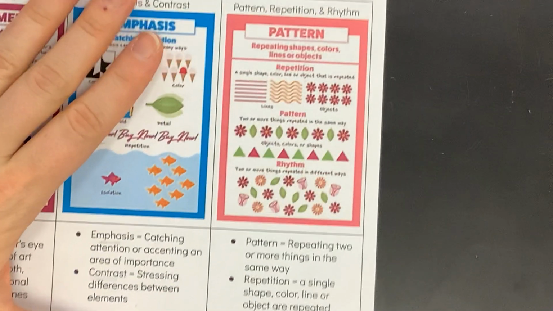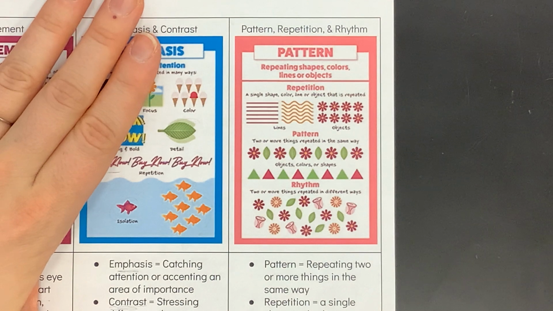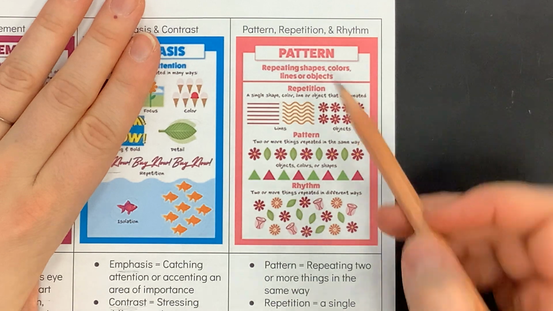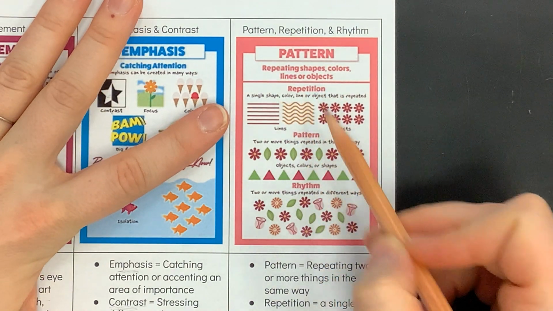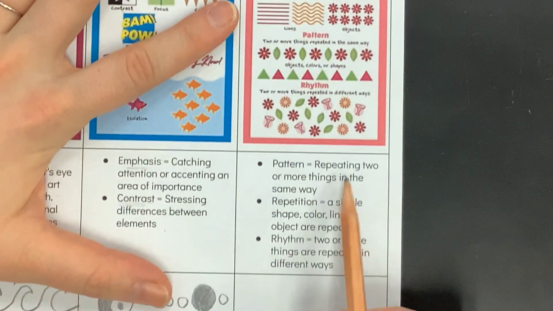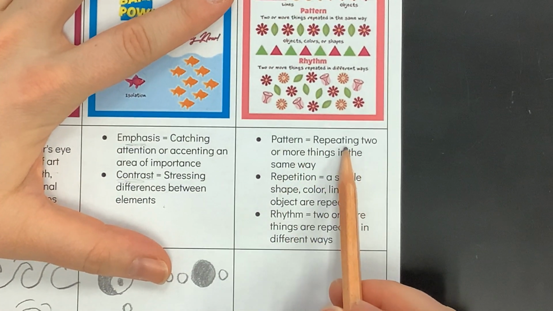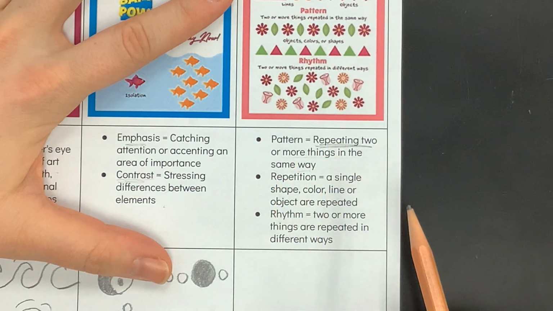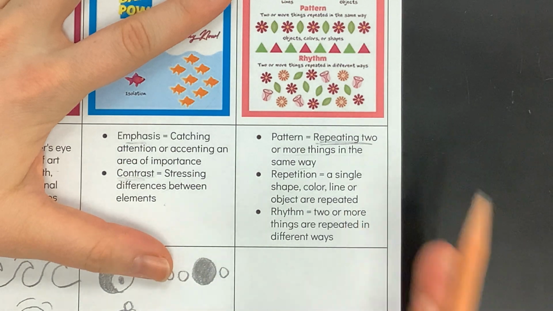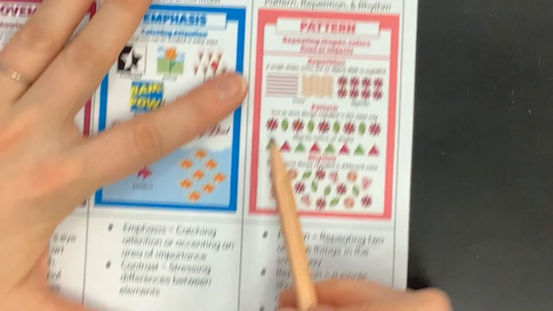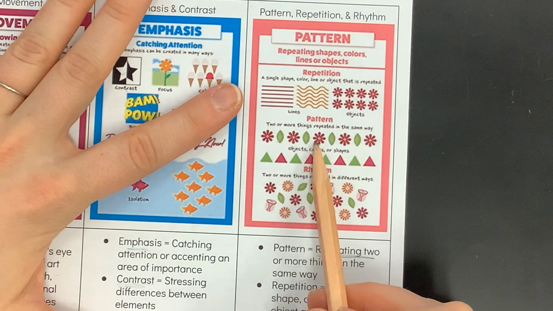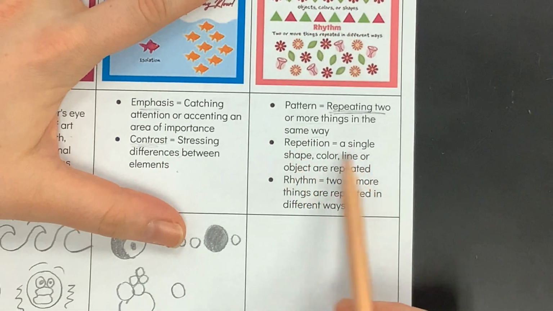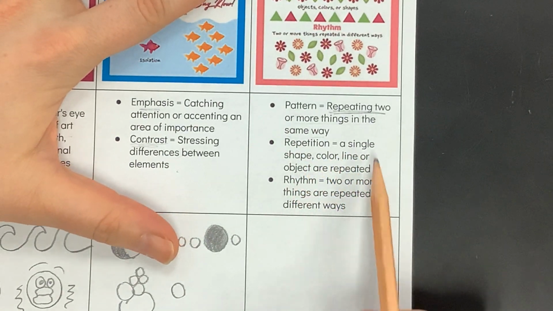Our last one is pattern. We're repeating shapes, colors, lines, or objects. The best way to decipher the difference between repetition, pattern, and rhythm is that pattern is repeating two or more things in the same way. I like to think of it as really, really strict. If we're going to have flower, leaf, we can't just randomly throw in a triangle there, because that would make it more like repetition. Repetition is a single shape, color, line, or object that is repeated.